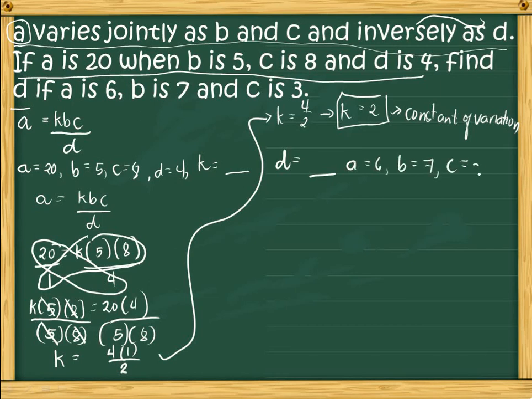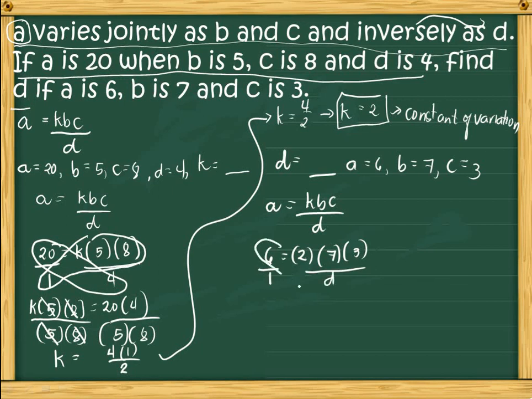Okay, but we were asked to find the value of D when A is 6, B is 7, and C is 3. So we're going to use the equation A is equal to KBC all over D. Then substitute the values. So we have the value of A, which is 6. We have the value of K, which is 2, times the value of B, which is 7, times the value of C, which is 3, all over D.